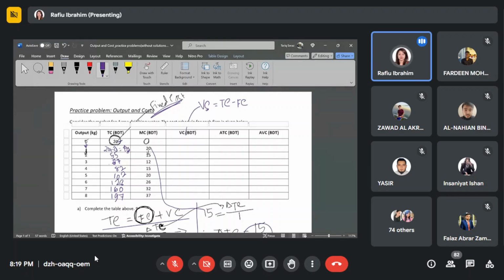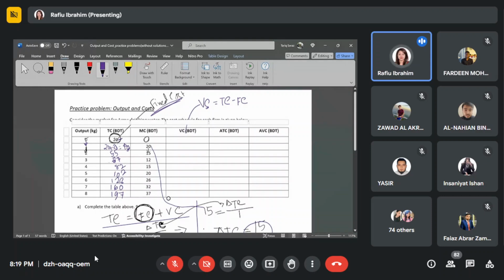Okay, try doing it, just this one column. So the first row would be zero, right? At output zero, variable cost is zero. For the second, 40 minus 20 equals 20. Now fill out the rest of the column.